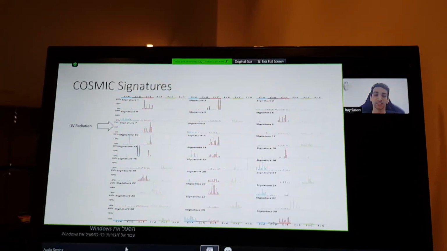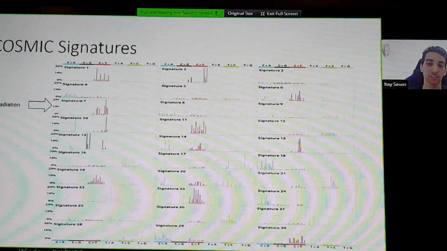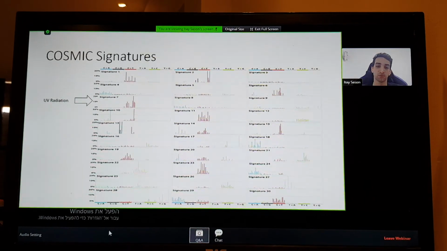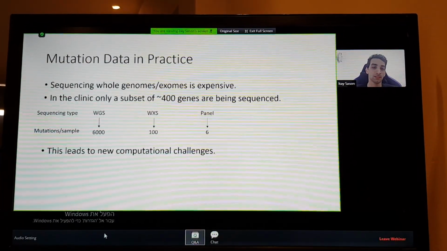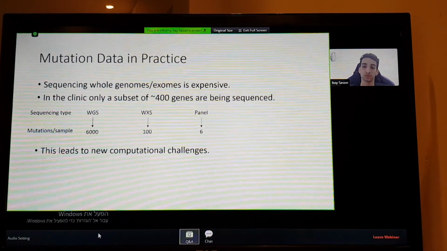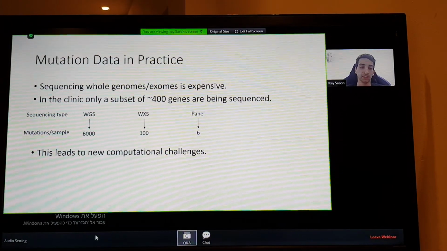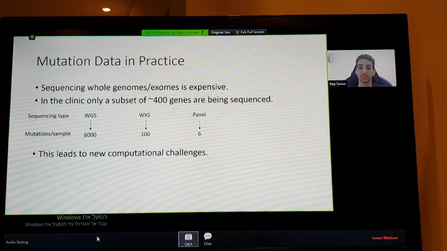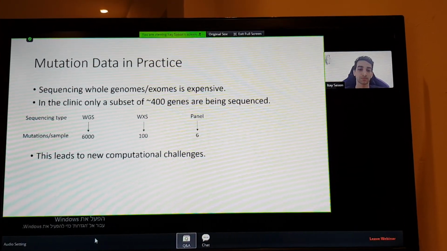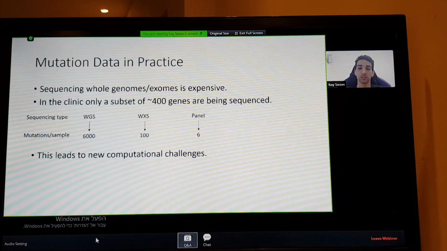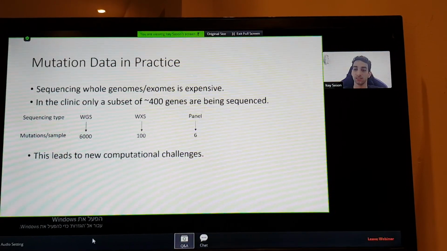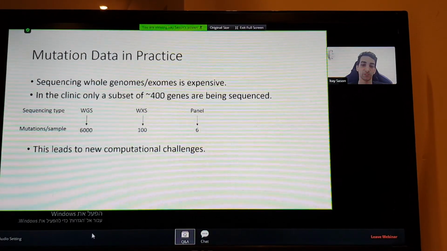These signatures were found with a non-negative matrix factorization-based model using whole genome or whole exome sequencing data. We will use these signatures as ground truth throughout this work. Although sequencing technology got cheaper, in practice it's still too expensive to use whole genome or even whole exome sequencing. Instead, in many places, only a subset of about 400 genes are being sequenced. We call this panel data. Because of this, instead of the usual 6,000 or 100 mutations per sample, we only get around 6. This causes the data to be sparse and raises new computational challenges.